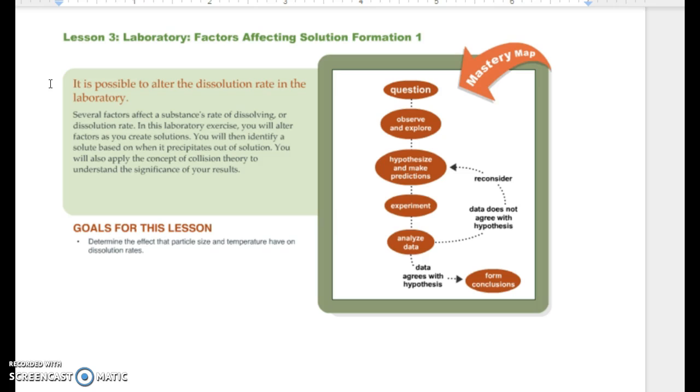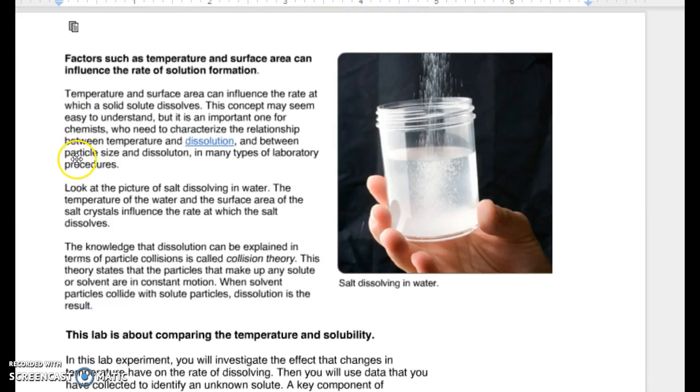It is possible to alter the dissolution rate in the laboratory. So dissolution means what? Dissolving. Rate means how fast. Several factors affect a substance's rate of dissolving, or dissolution rate. In this lab exercise, you will alter factors as you create solutions. You will then identify a solute based on when it precipitates out of a solution. You will also apply the concept of collision theory to understand the significance of your results.